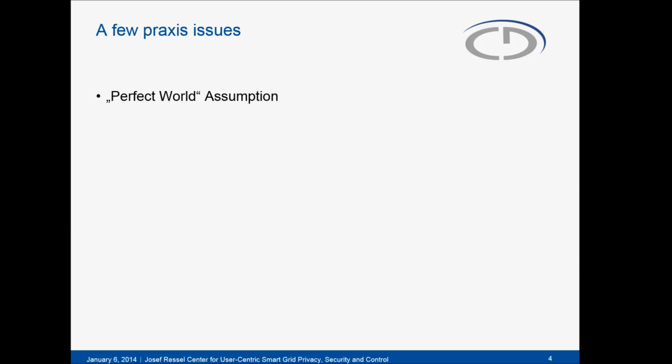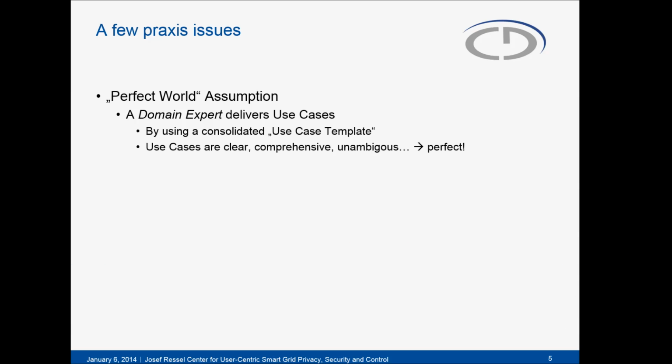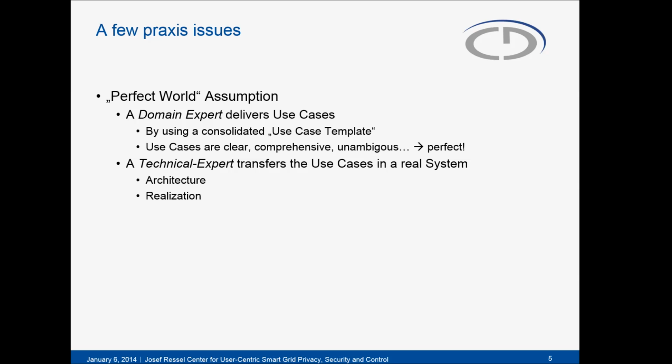Before we start with the system analysis, let me say a few words about some practical issues. In the perfect world, we assume to have a domain expert who delivers all the use cases and requirements to us. And of course, all those use cases and requirements are created by usage of a consolidated use case template, and of course they're also clear, comprehensive, unambiguous, so simply perfect. These perfect requirements can be used by a technical expert to transfer them into a real system. So this means to develop the system's architecture and to make the system's realization.